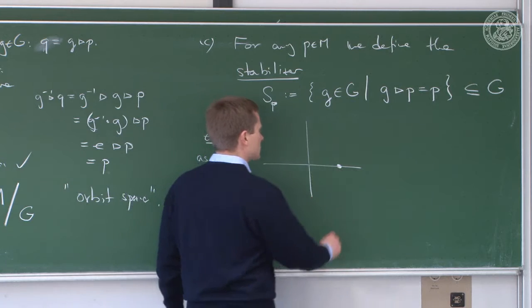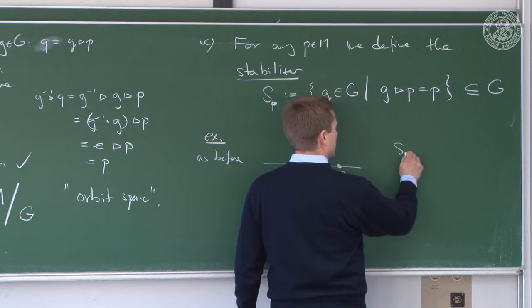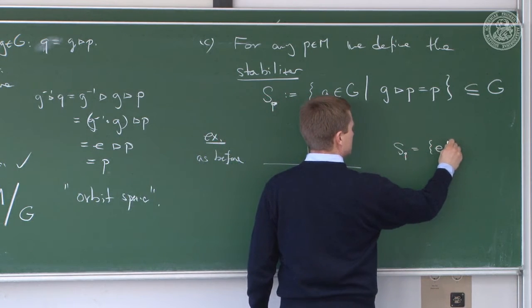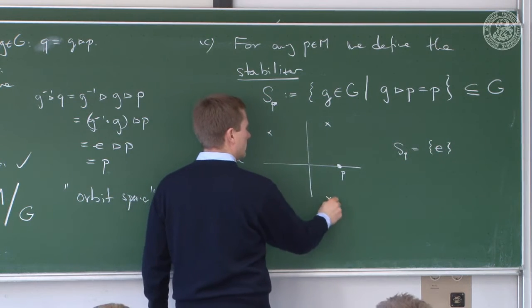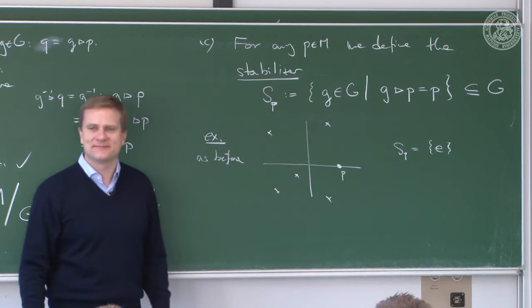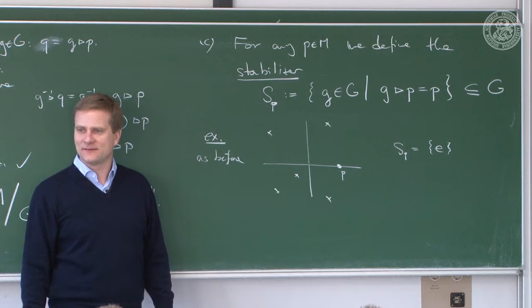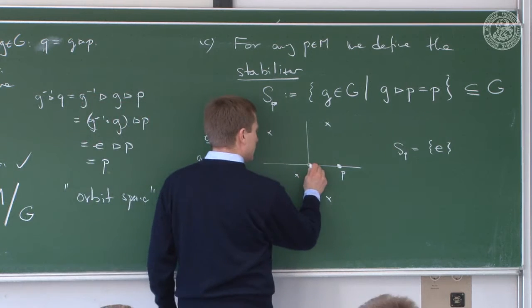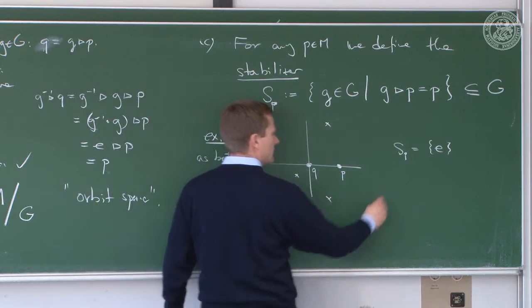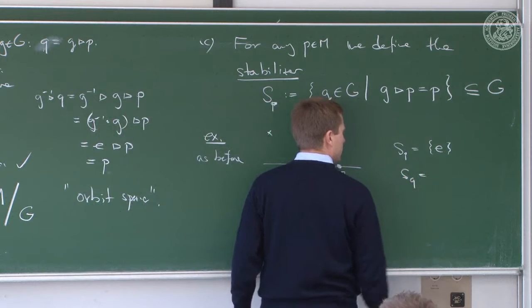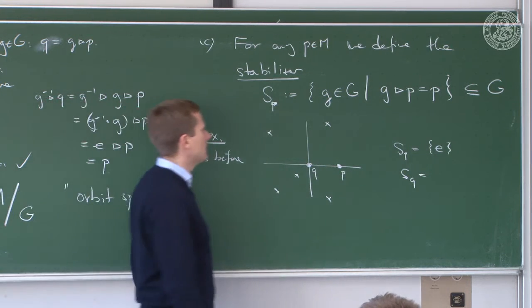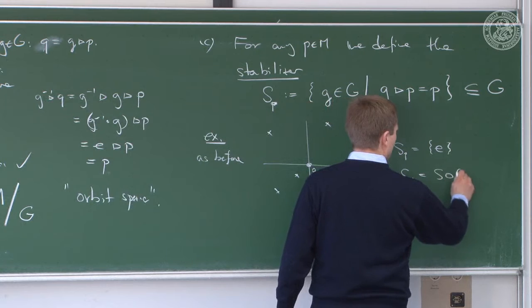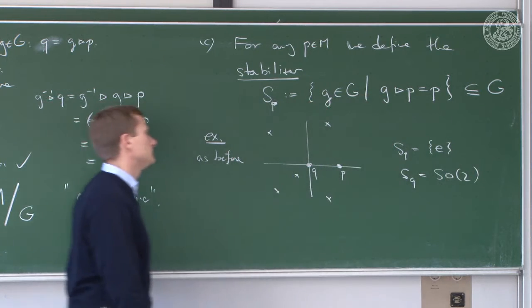Only the identity, that's right. So if this is the point P, then SP is simply just the identity. And this is true for any other point. Any other point, namely? The origin. Only this point, Q, the origin, what's the stabilizer there? Everything. It's the entire group. That's right.